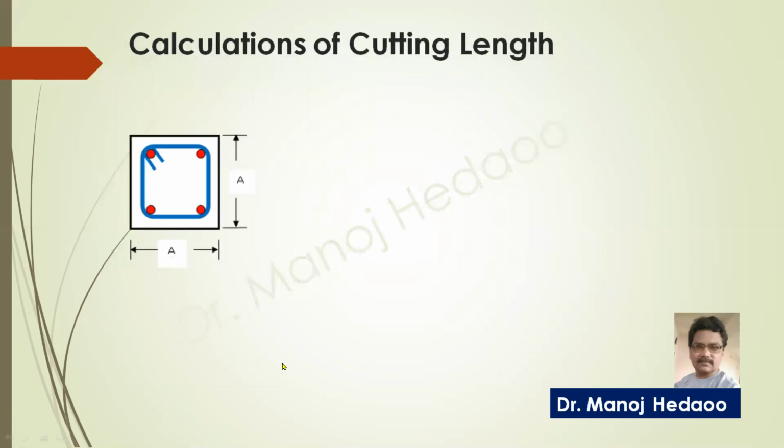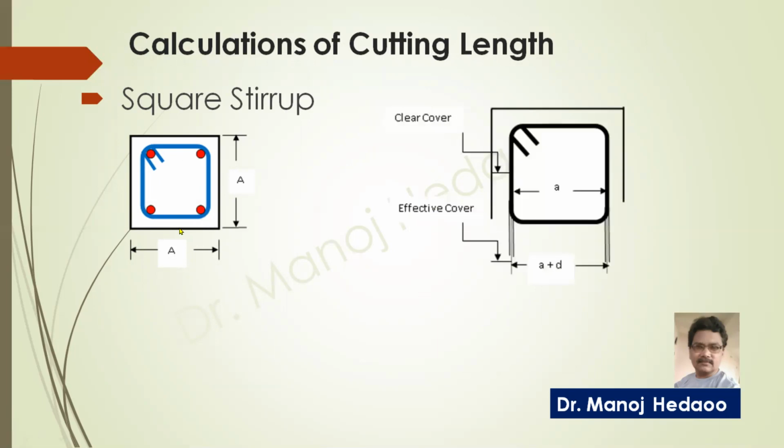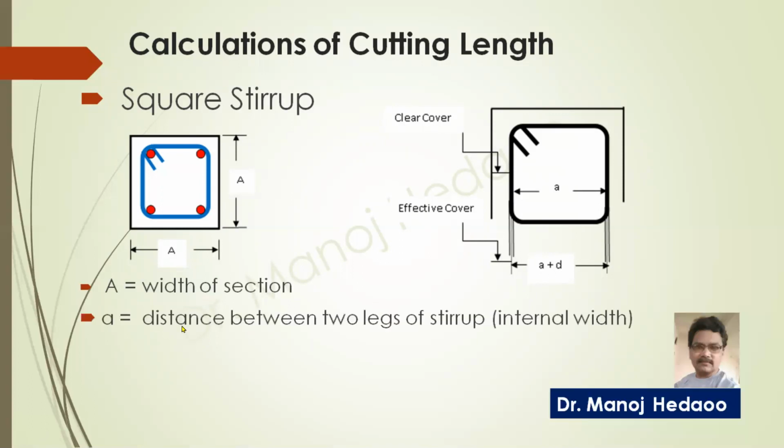Now it is about calculation of cutting length. So we are considering only square stirrup here. So here square column is shown having capital A, that is the width of section, then small a, that is the distance between two legs of stirrup, that is internal width. So from this figure you can see here small a is shown as internal width, means distance between two legs of stirrup.